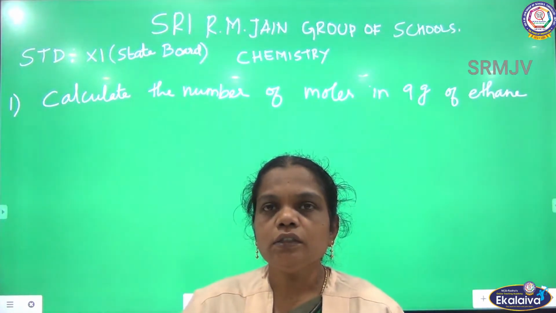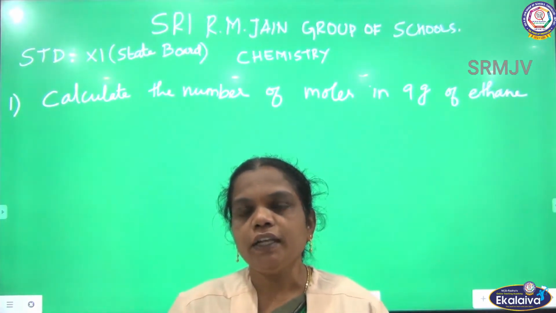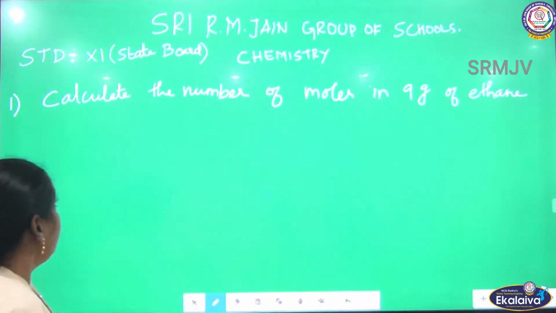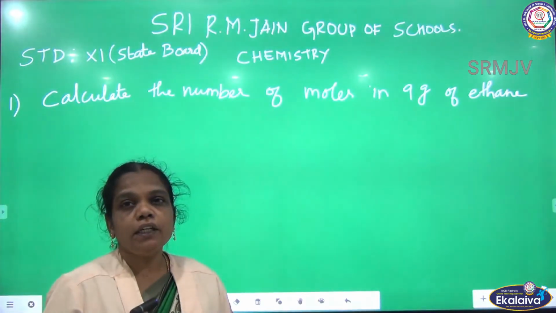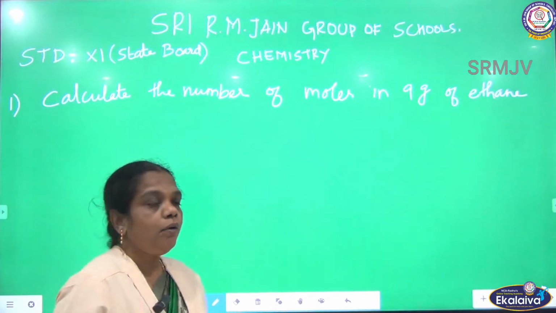Today we are going to calculate the molecular mass as well as the equivalent mass of the given atom present in the compound. Now first problem, calculate the number of moles in 9 gram of ethane. You want to calculate the number of moles present in 9 gram of ethane.